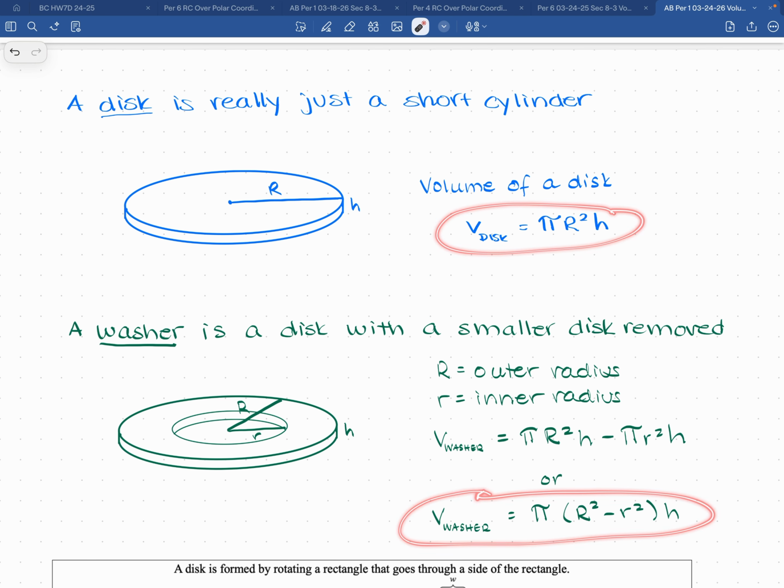Okay, I'm going to stop this video there. That's just kind of your introduction. And in the next video, we'll talk about how we're going to create volumes using disks and washers.